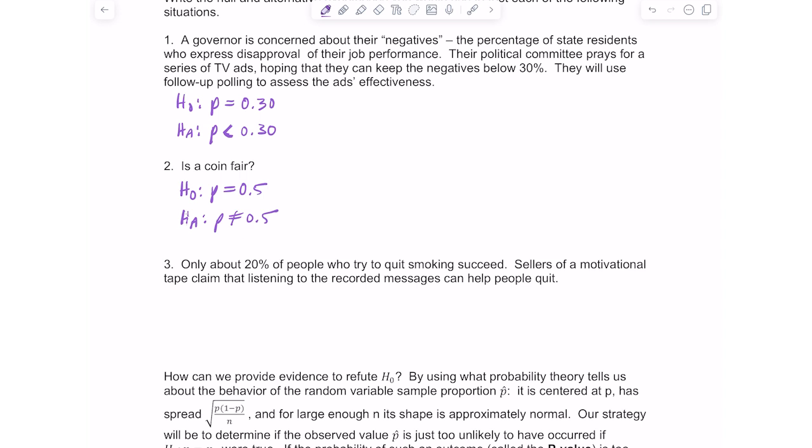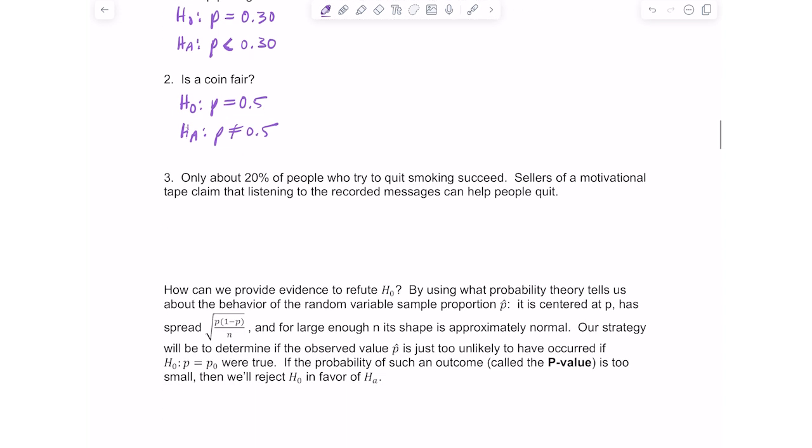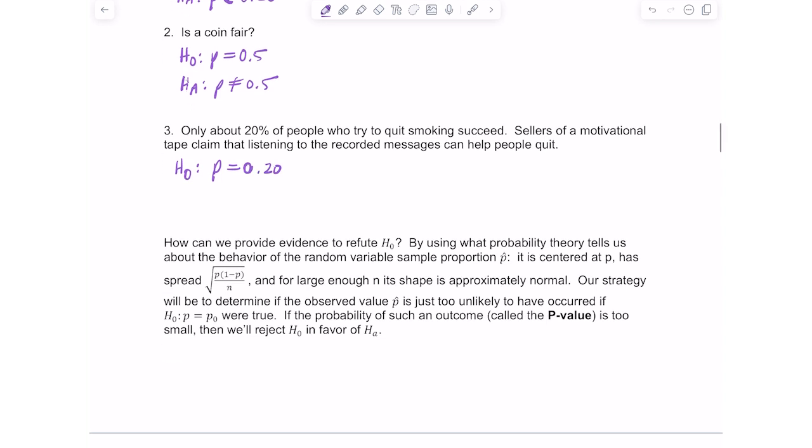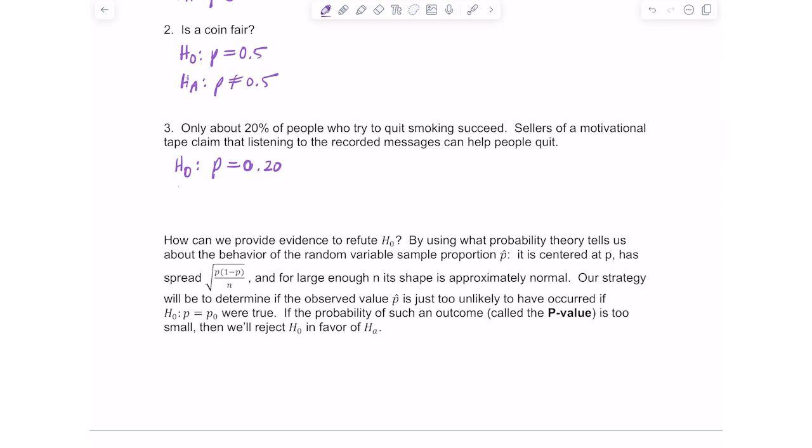And in the last one, only about 20% of people who try to quit smoking succeed. Sellers of a motivational tape claim that listening to the recorded messages can help people quit. So here we know that the null hypothesis is p equals 0.20 because that's the percentage of people who try to quit smoking that actually are successful. And then if they're listening to a motivational tape, we would expect more people to quit after hearing the tape. So the alternative here is p is going to be greater than 0.20.